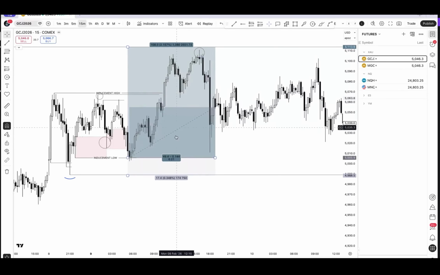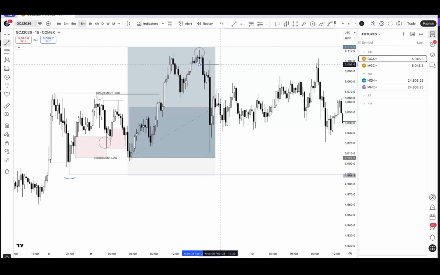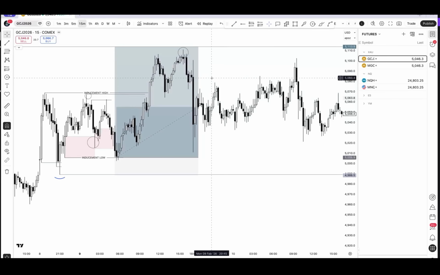In any event though, if I took this on futures, I would have had to close somewhere around here because it's 4 o'clock. It'll automatically close me out of my position. So if you're trading futures, you would have got lucky by price taking you out somewhere around here. But in any event, let's continue with price.